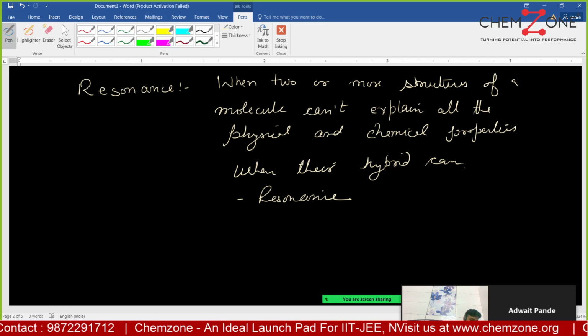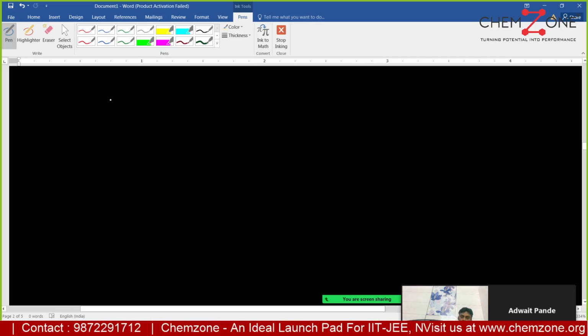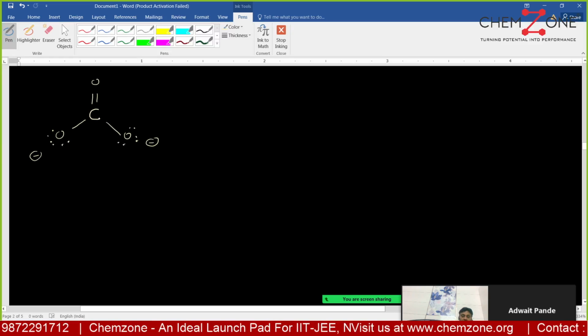I'll discuss. Have you noted down? Now, here I have a carbonate ion. I'll discuss how resonance is formed. This is a carbonate ion. I am drawing a Lewis dot structure first. But actually, this is not the carbonate structure. This is our theoretical structure.